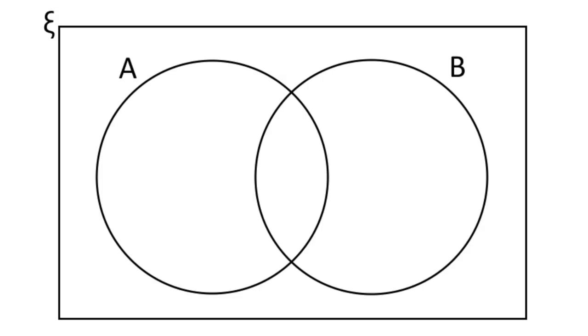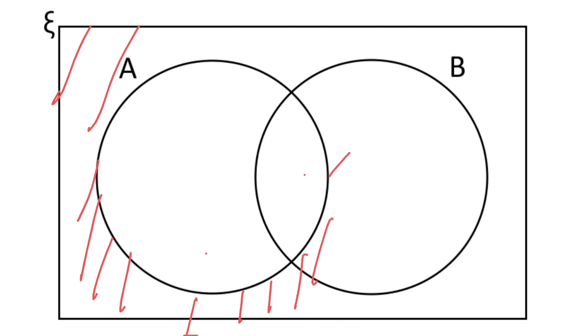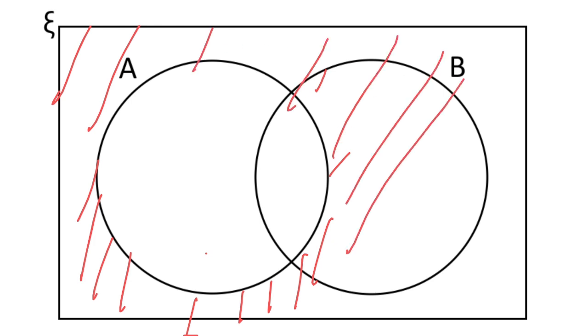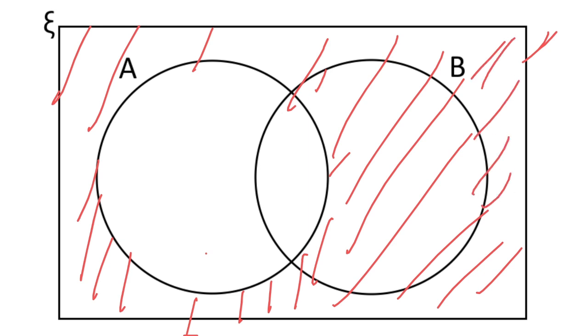And this can also be shown on a Venn diagram. So if you want to shade A complement, you just shade everything that's not in this A circle. You don't shade the part that's in both either. So you shade everything that's not part of that circle. My shading is kind of bad, but you get it. It's just not in this circle of A.